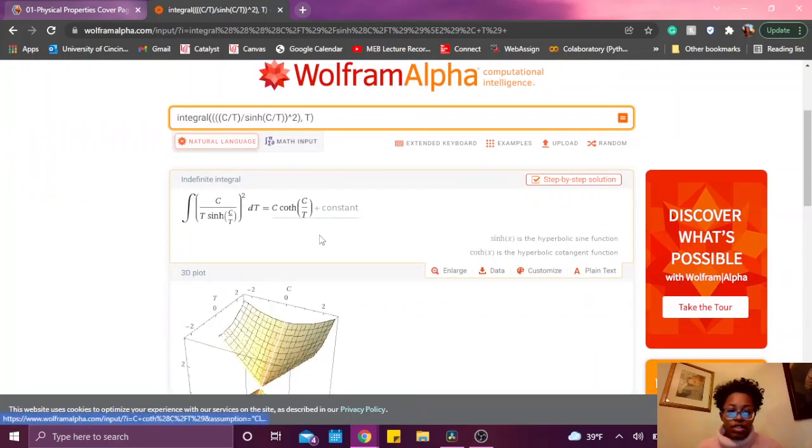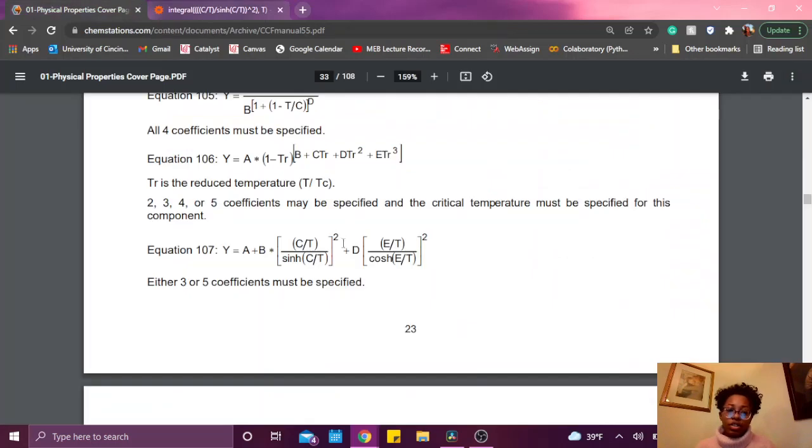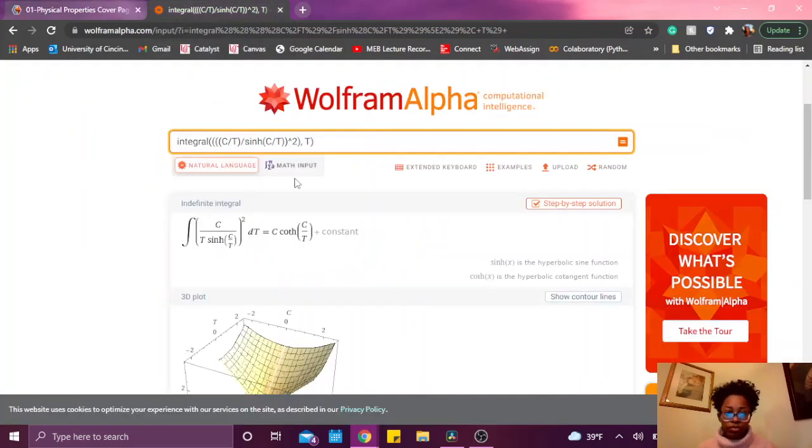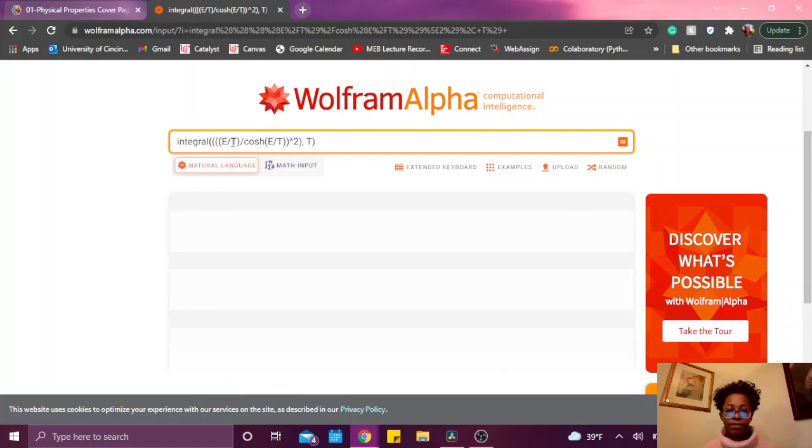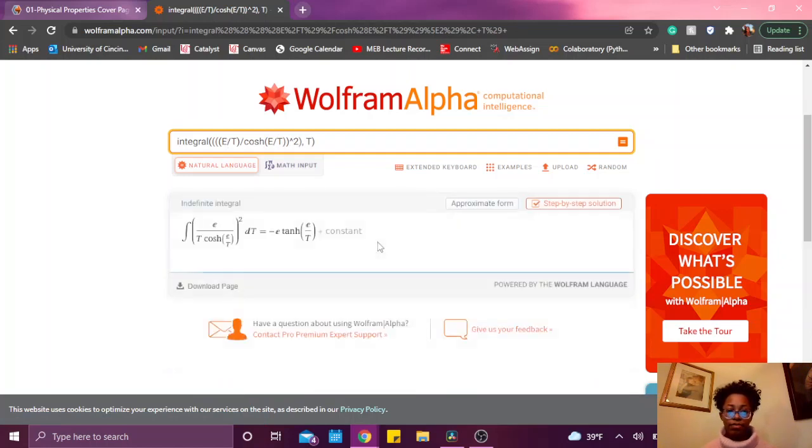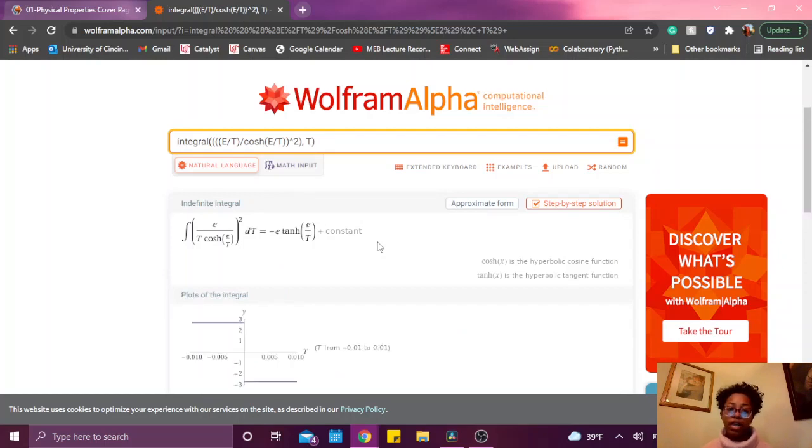And that gives us c times the hyperbolic cotangent of c divided by t. And so for the term that has d in it, we just have to replace the c with e, and multiply e over t by hyperbolic cosine. E instead of c, cosine instead of sine. And this gives us negative e times hyperbolic tangent of e over t.